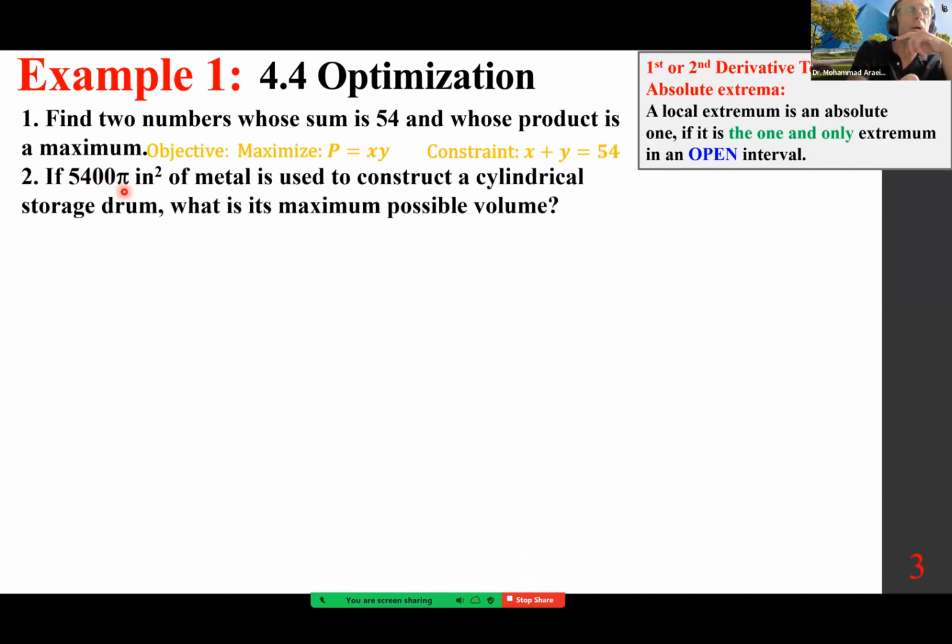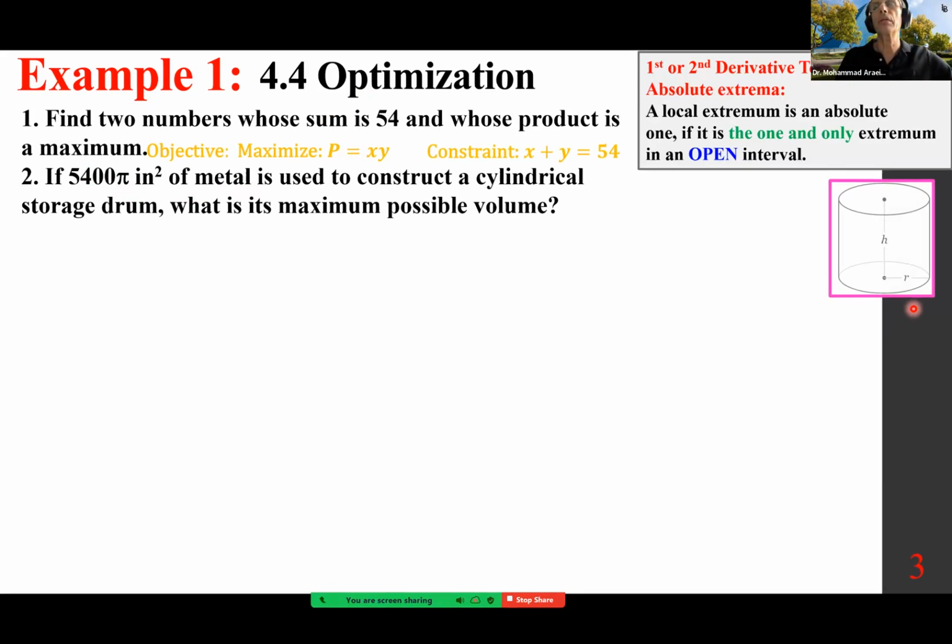If 5400 pi inches squared of metal is used to construct a cylindrical storage drum, what is the maximum possible volume? In that case, you are dealing with a cylindrical shape where the volume is pi r squared h. That is the objective function. We want to maximize that. And it's subject to having this much metal, which means the surface area.